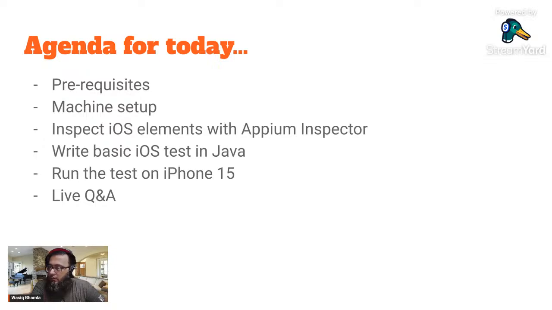For that, we'll look into the prerequisites. What are the prerequisites for iOS automation? How we can do the machine setup, and how we can inspect the elements for an iOS application using Appium Inspector. We'll write a basic iOS test like we did for Android in the last session, and we'll run the test on iPhone 15 on the iOS 17 version, and then we'll have a live Q&A session.